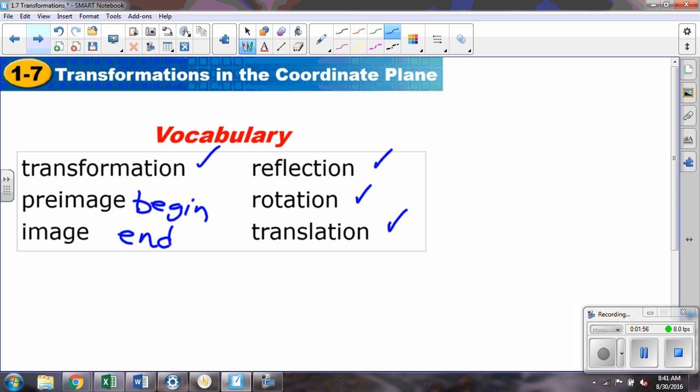Quite simply, they're just the beginning and ending values. Where do you begin? That would be called the pre-image. Then you do the transformation, and it takes it to its ending location, which is called the image. That's it.